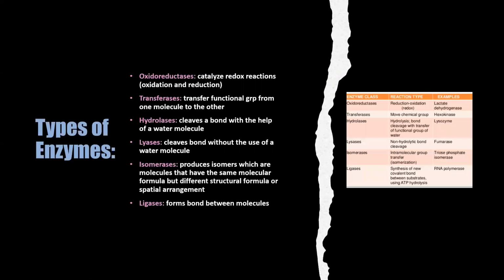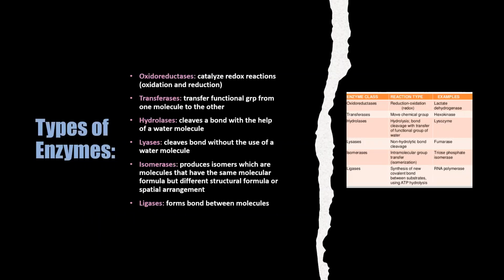All right? So moving on to types of enzymes, we have 6 types of enzymes. We have oxidoreductases, transferases, hydrolases, lyases, isomerases, and ligases. First, in oxidoreductases, redox reactions are catalyzed.